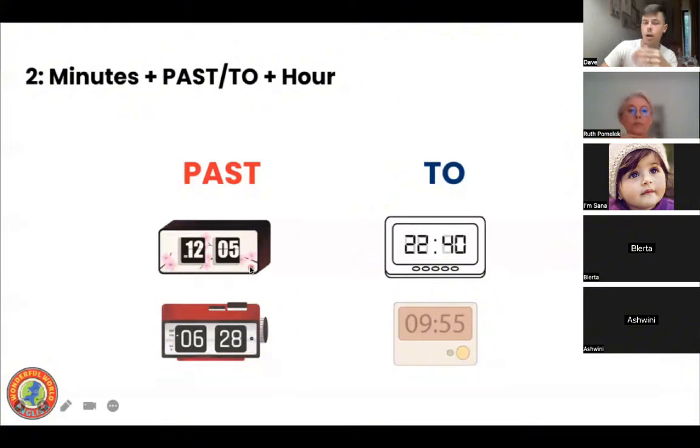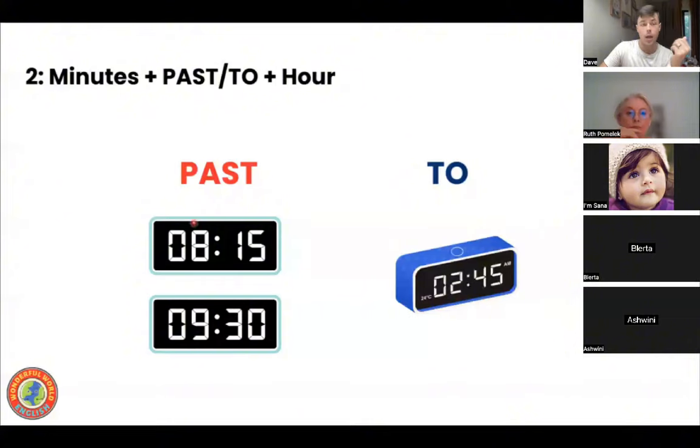And Ashwini, what's the time? 5 past 12. Perfect. It's 5 past 12. 5 minutes past the hour of 12. Excellent. So again here, this one, how would you say this, Sana? Sana, what would you say for this one? 15 past 8. Yes, so it is 15 past 8, but we could actually say quarter past for this one. It's quarter past 8.